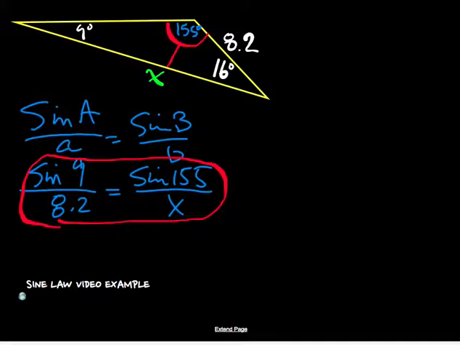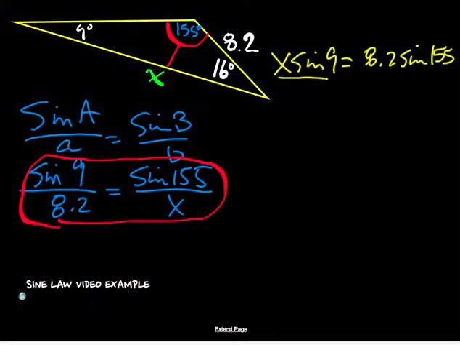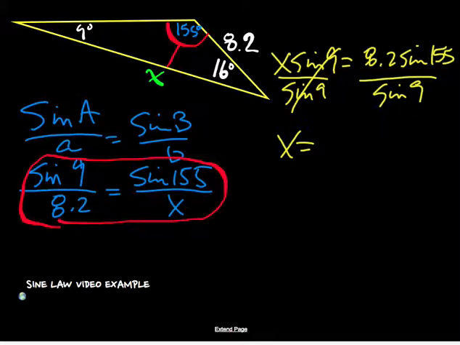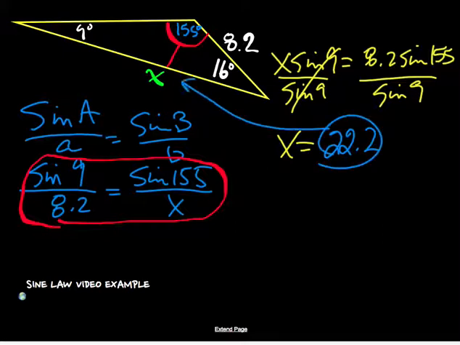Okay, and again, the algebra was as simple as cross multiplying, so that I ended up with x sine of 9 equals 8.2 sine of 155. So then I just divided both sides by sine of 9, so my x was isolated out, and I got an answer of 22.2, which we felt was reasonable because this side needs to be the longest side of the triangle because it is opposite of this angle here, 155. The bigger the angle, the bigger the side.